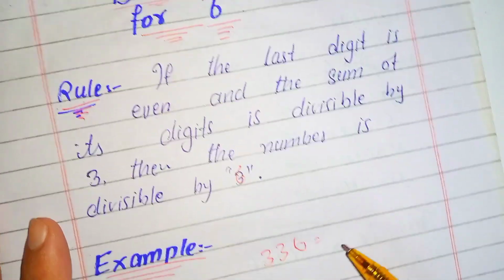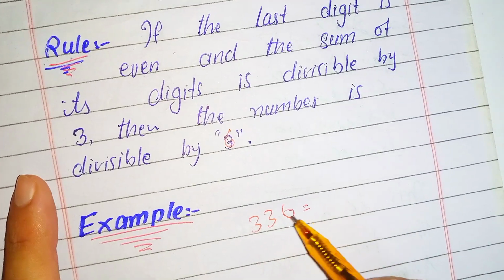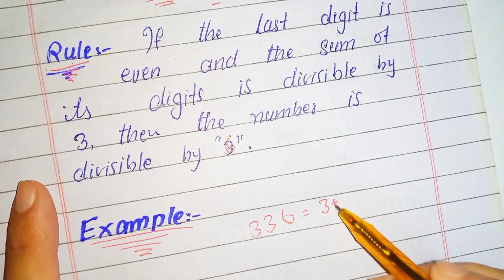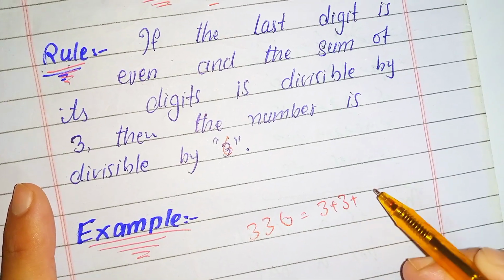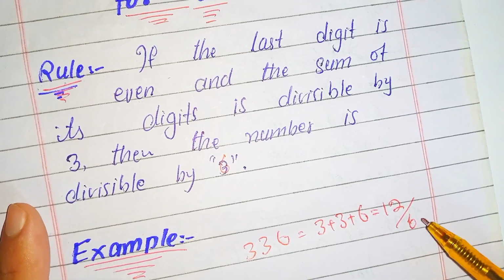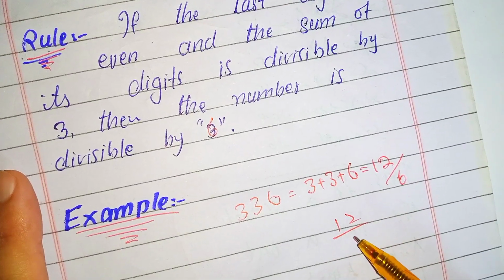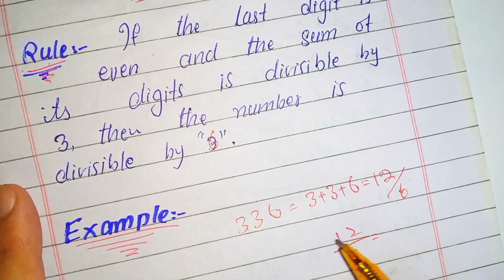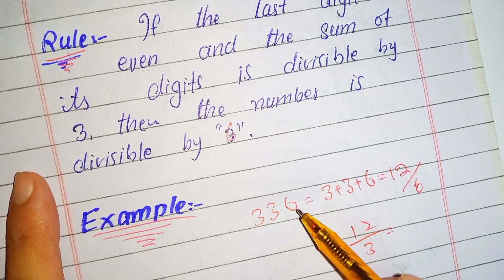336, right? Here we see that 336 is divisible by 6 because 3 plus 3 is 6, and plus 6, which is equal to 12, and 12 is divisible by 6. 12 is divisible by 3. So we can say that 336 is divisible by 6.